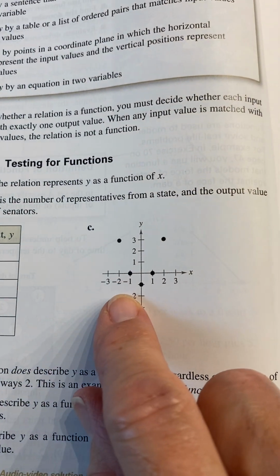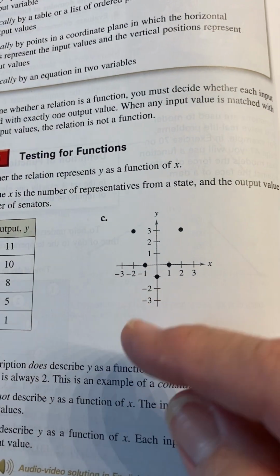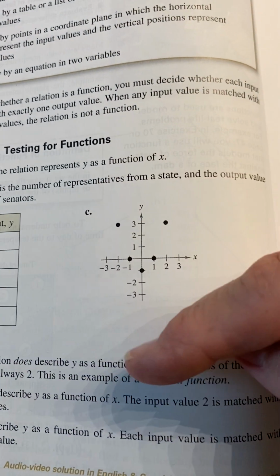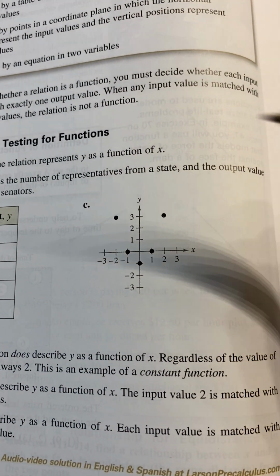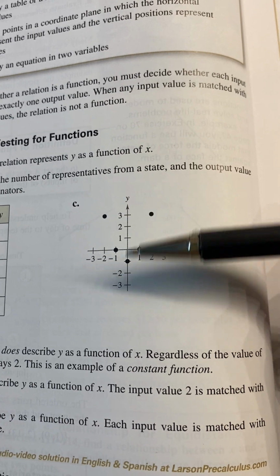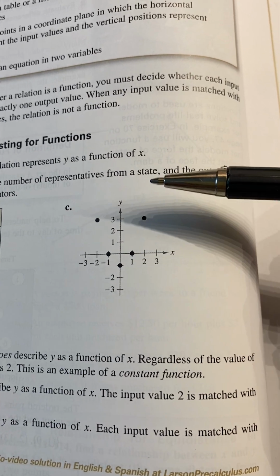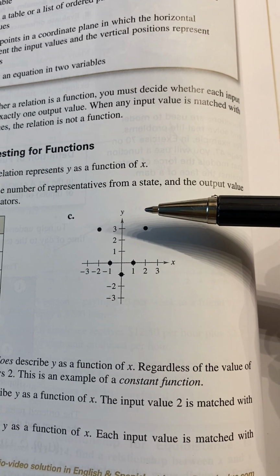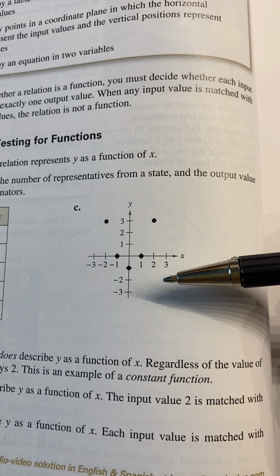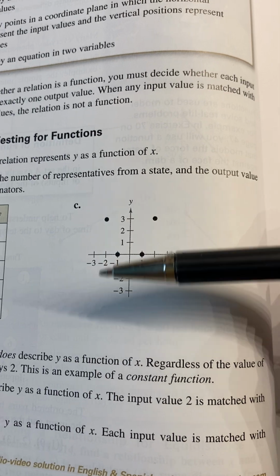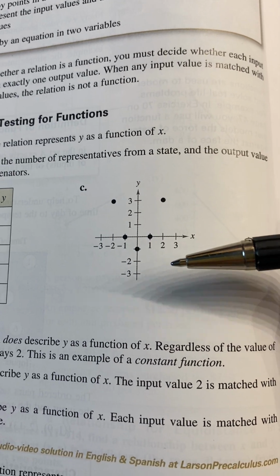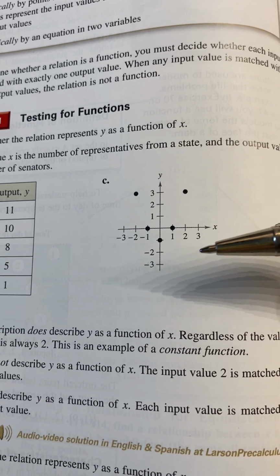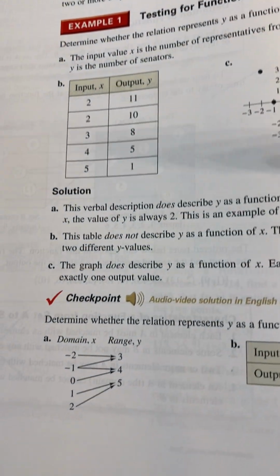If we look at a graph, we do what's called a vertical line test. So if you were to pass a vertical line anywhere through this graph, would you hit more than 1 point at a time? And the answer is no. So this graph passes the vertical line test. So this would be a function.